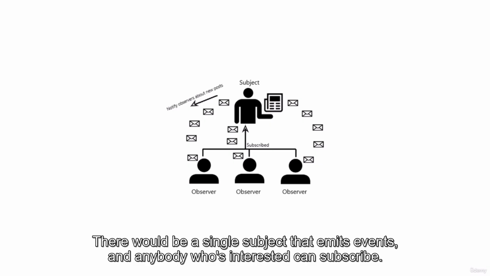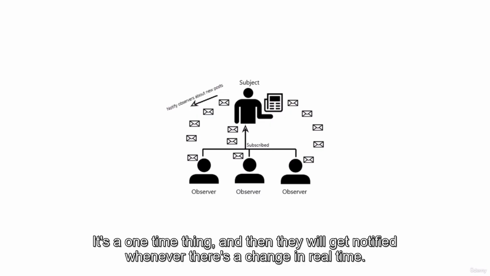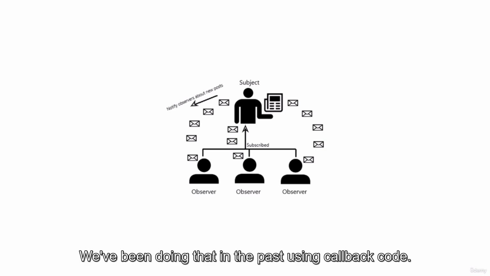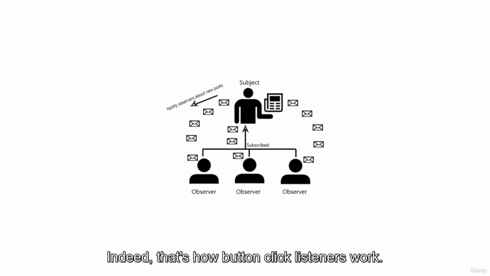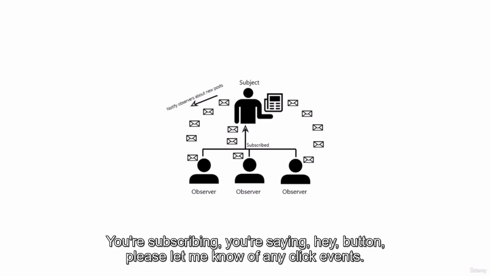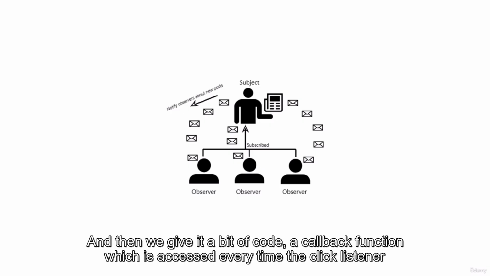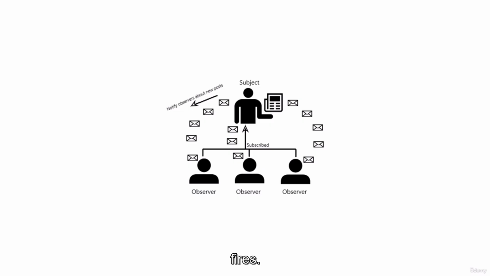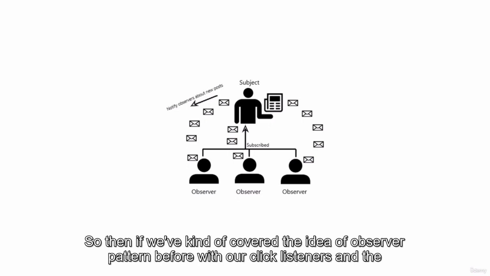There would be a single subject that emits events, and anybody who's interested can subscribe. They do that themselves, it's a one-time thing, and then they will get notified whenever there's a change, in real time. We've been doing that in the past using callback code. Indeed, that's how button click listeners work. You're saying, hey button, please let me know of any click events, and then we give it a bit of code, a callback function, which is executed every time the click listener fires. It's a similar concept.